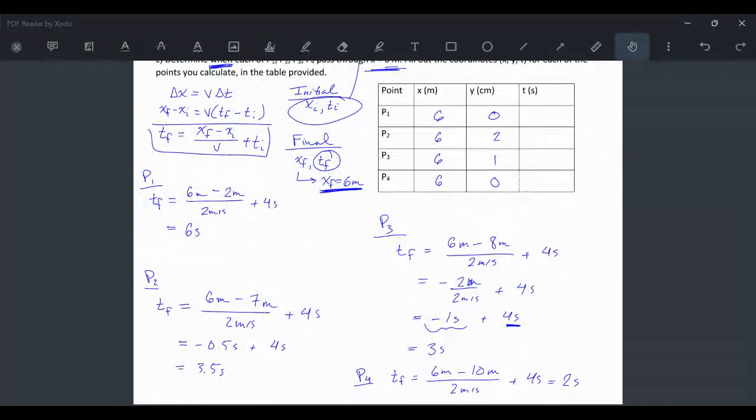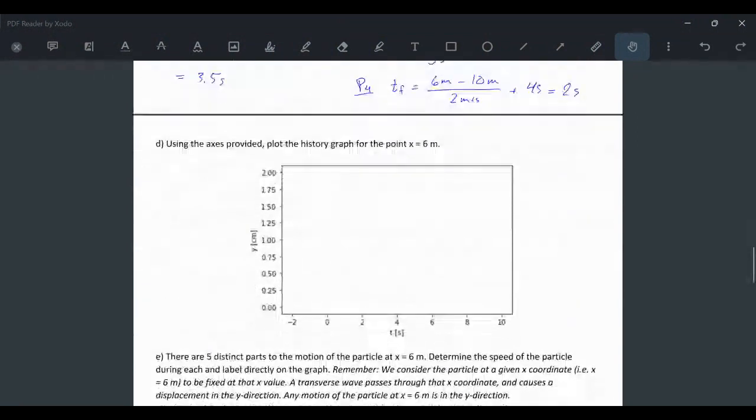And now the times are the interesting detail we calculated. P1 was at 6 seconds, 3.5 for P2, 3 for P3, and 2 for P4. I'm just going to double check with my notes, make sure that's what I have here as well. So we can put these from the table onto our graph and chat really quickly about whether it makes sense, if it looks right, what the expected behavior is, that kind of thing.